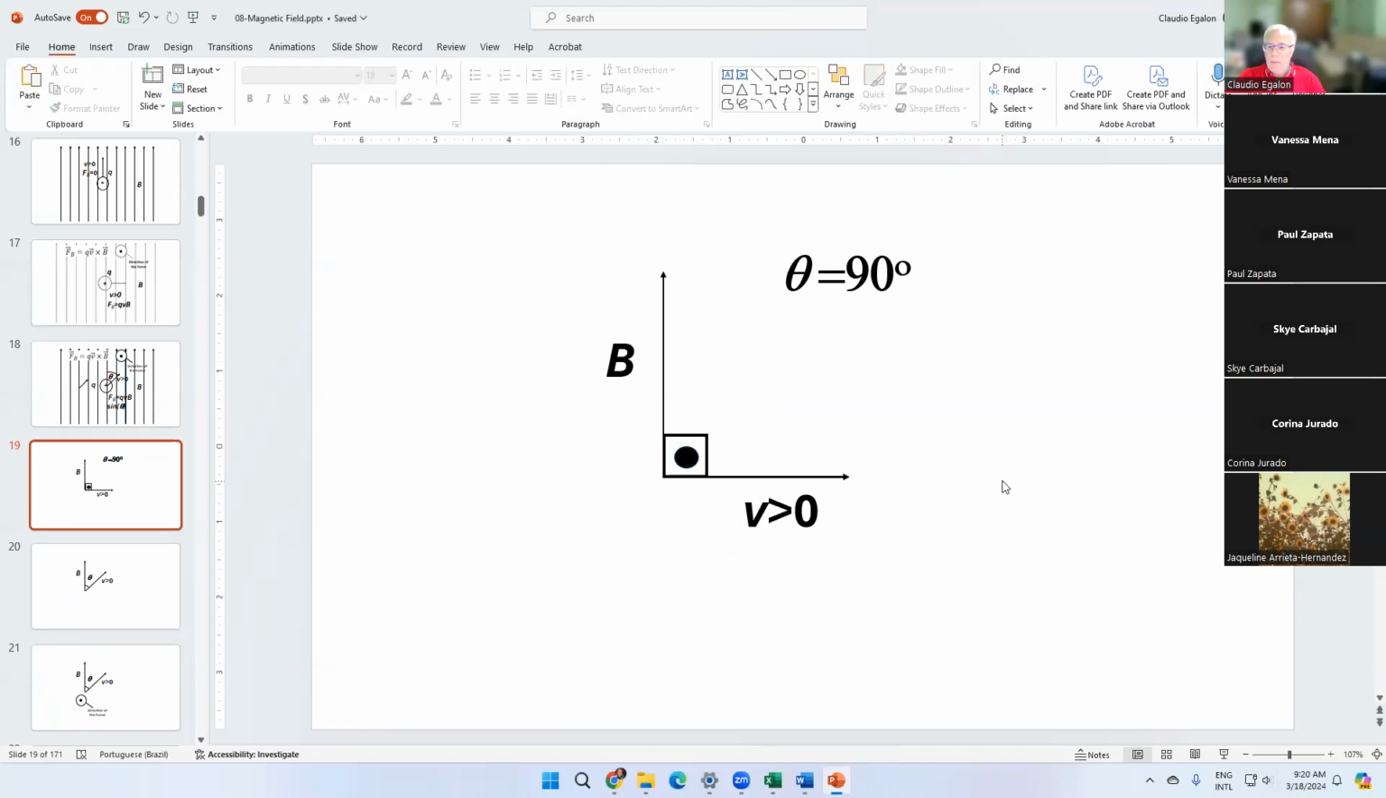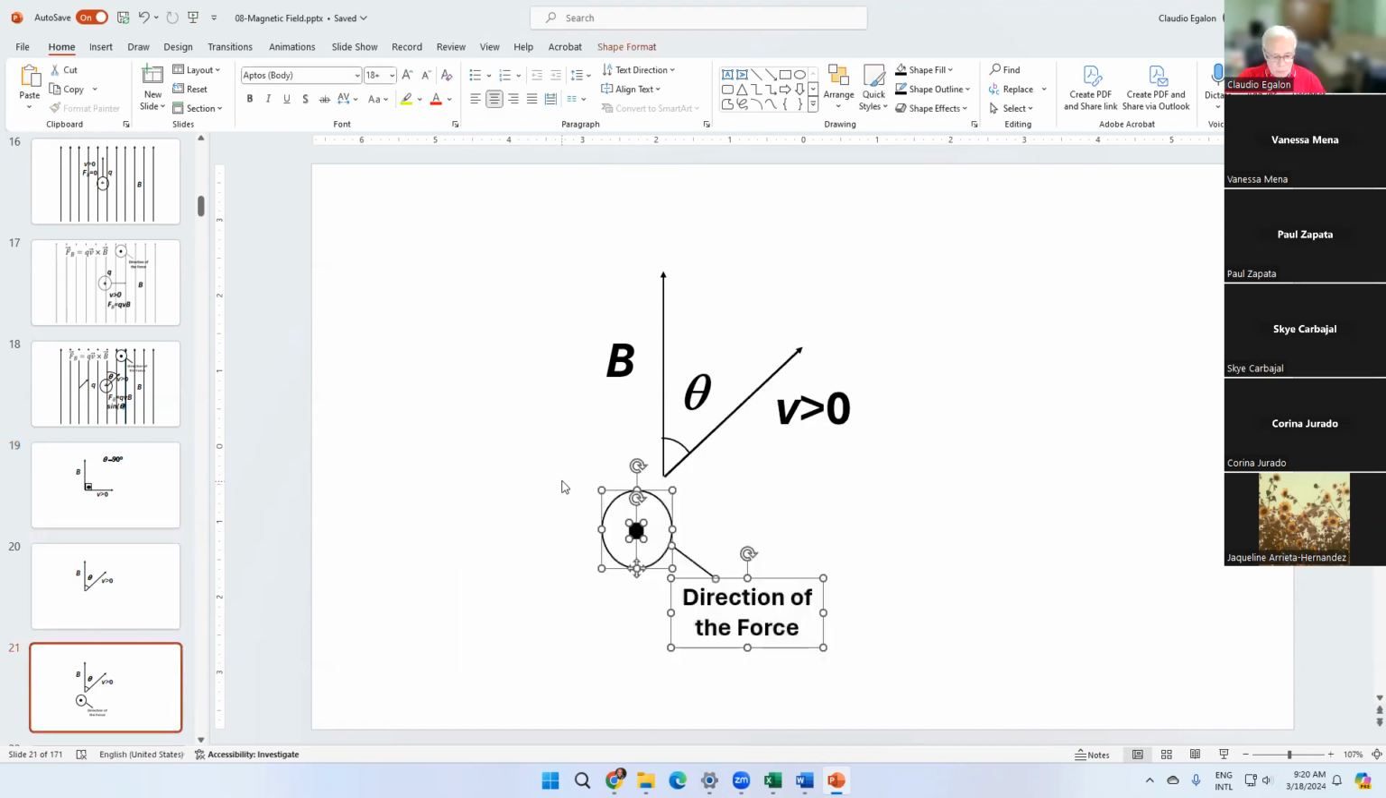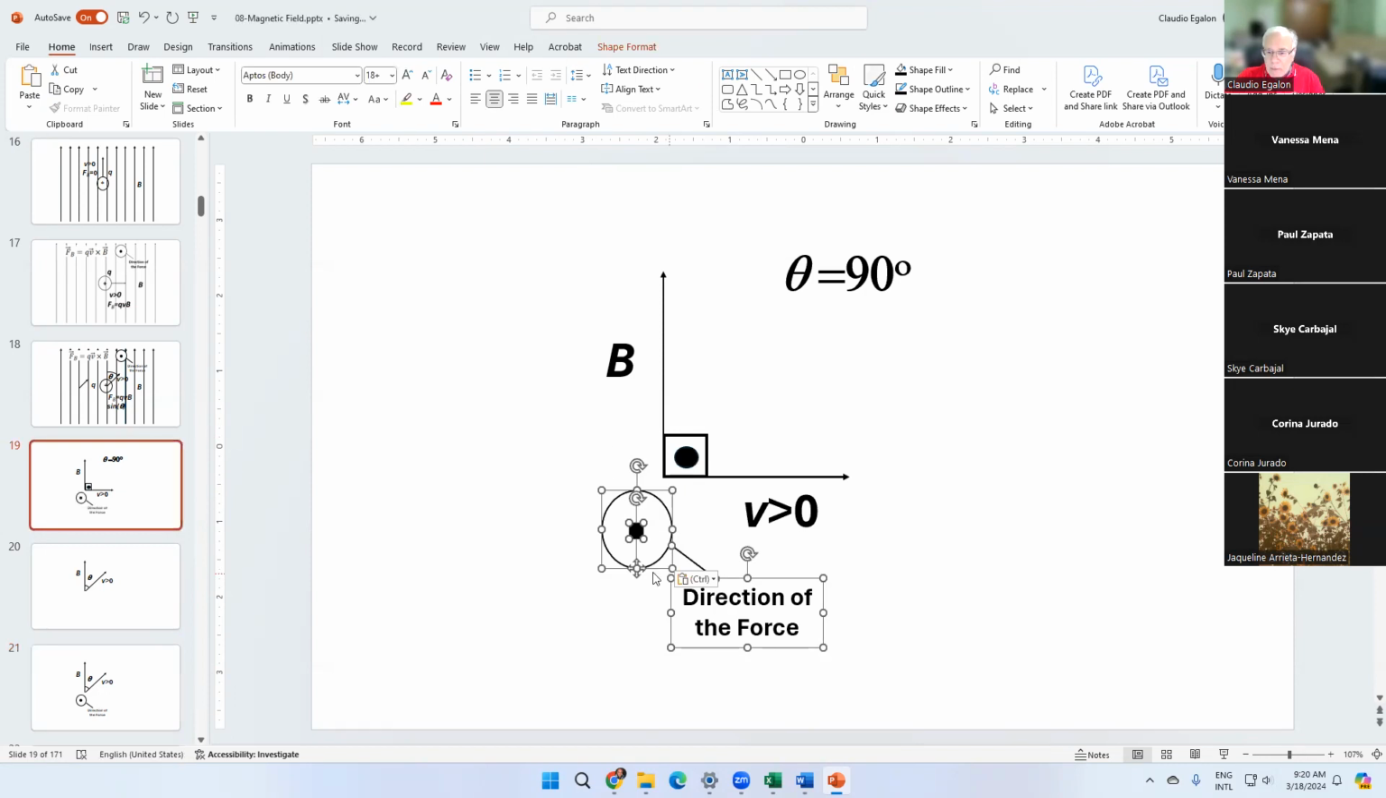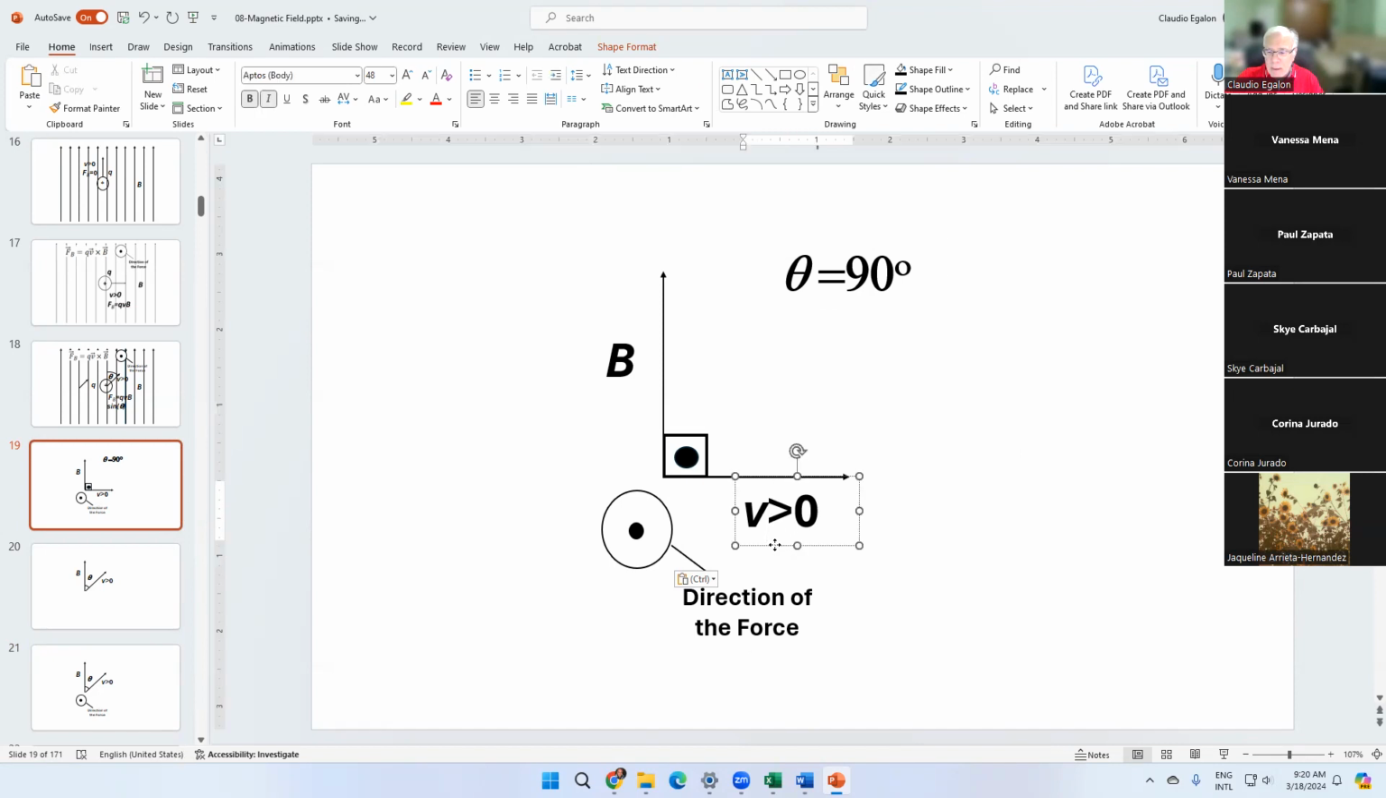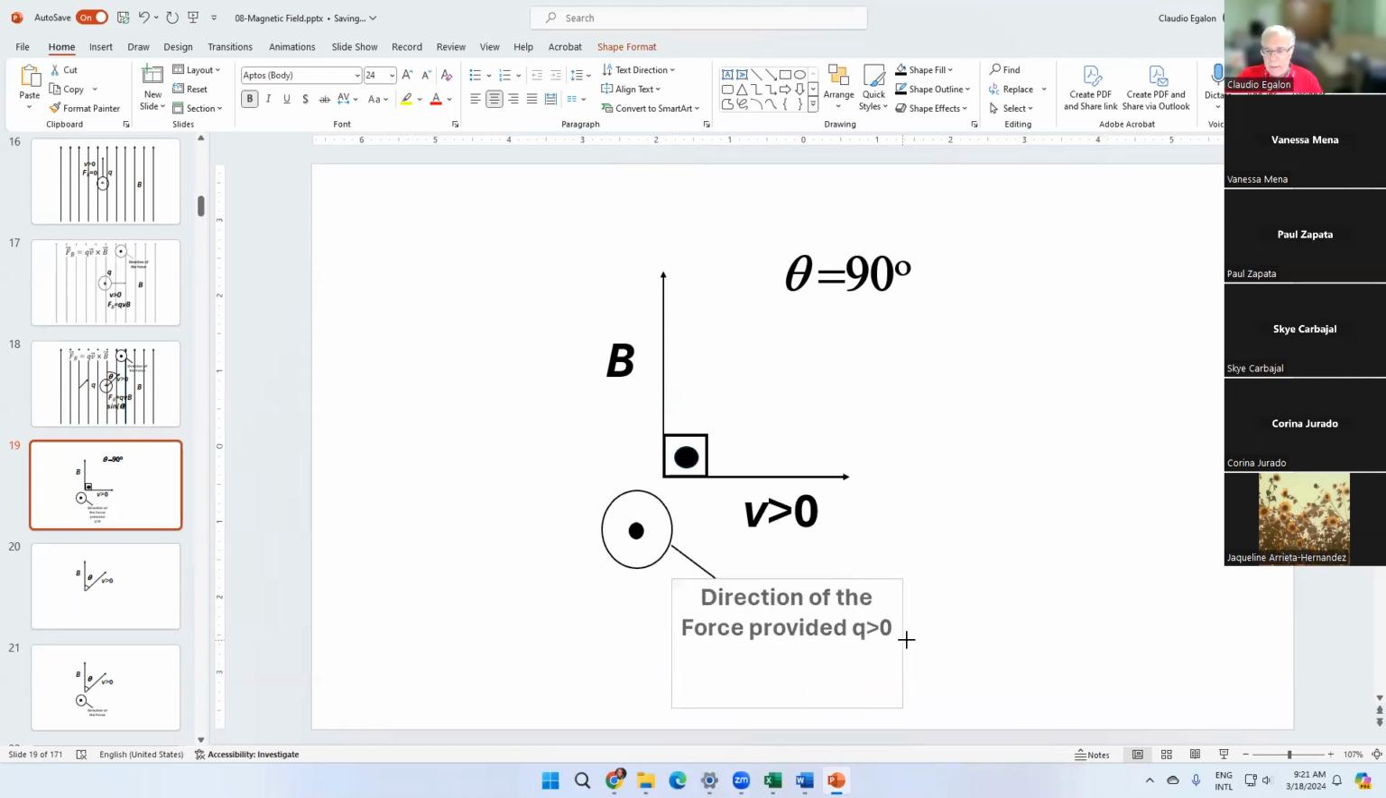Under this circumstance, the direction of the force is going to be pointing towards you, and very important too, I didn't mention that before, right? Provided the charge is positive. Direction of the force, provided Q is greater than zero, right? I need to add that. Direction of the force provided Q is greater than zero. If Q is less than zero, then the magnetic force is into the board.